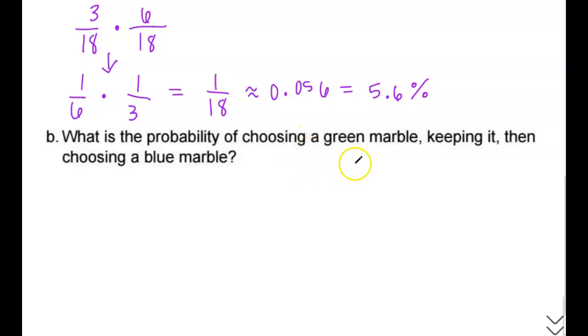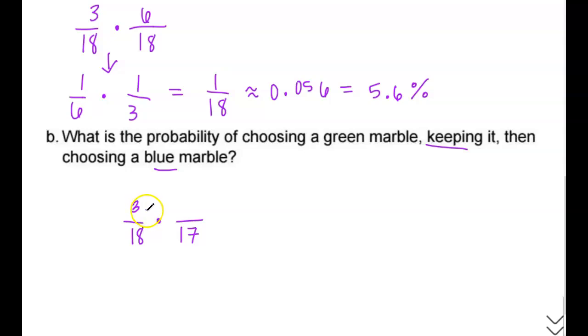Okay, what's the probability of choosing a green marble, keeping it this time, and then choosing blue? So the green marble, we already did it, was 3 over 18, right? But we kept it, so the sample space goes down 1. 17. So we're not taking 3 out, we're just choosing a green one. 3 is the probability of getting it. Why is it now not down 3? Why only down 1?